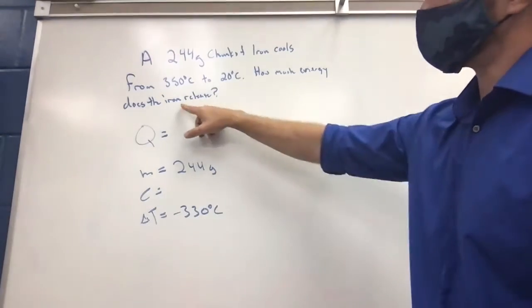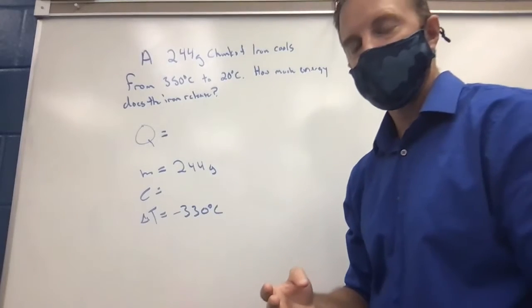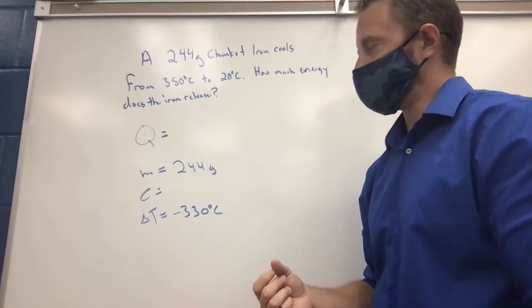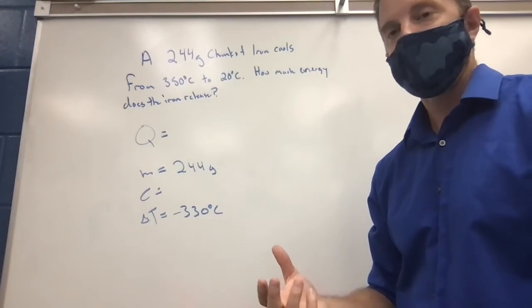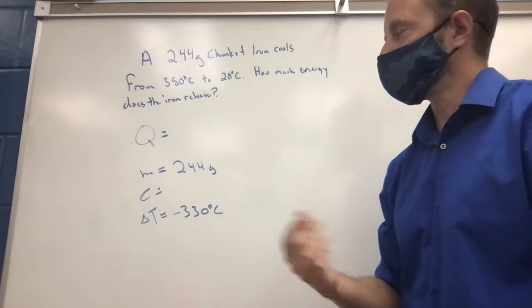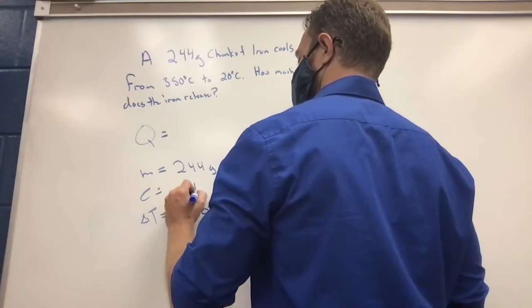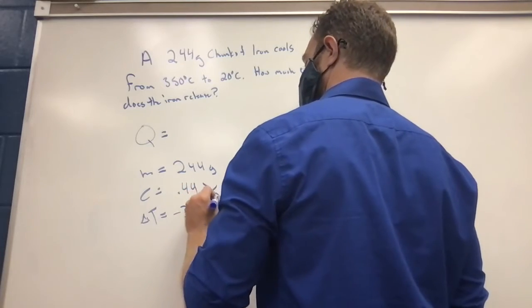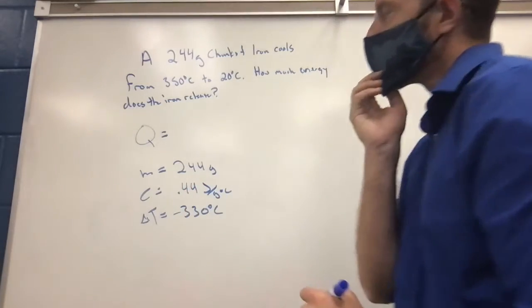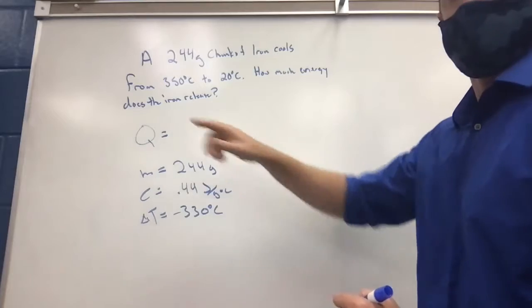And then the thing is iron. So I don't want to use water's 4.18. I would use iron's specific heat. If you don't happen to know that, they don't list them on the periodic table, but you can always look it up. And for iron, it is 0.44 joules per gram degree Celsius. All right, and then we're looking for the Q on that.